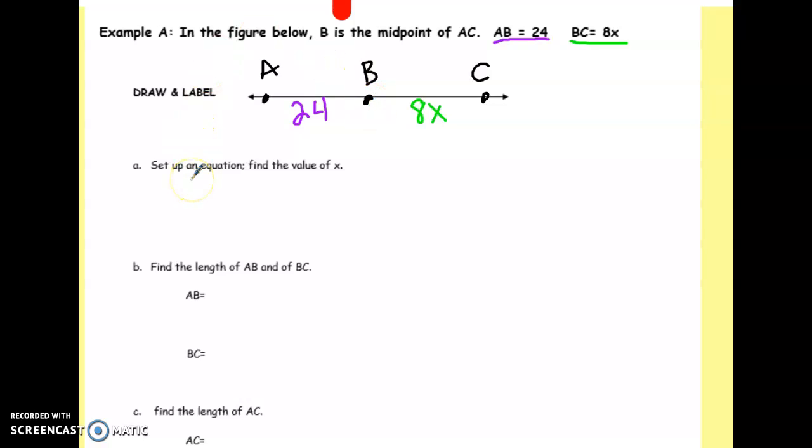So if we're going to set up an equation to find the value of x, again, the definition of midpoint tells us that AB is going to be equal in length to BC because B is exactly in the middle. So to set that up, we would say 24 is equal to 8x.